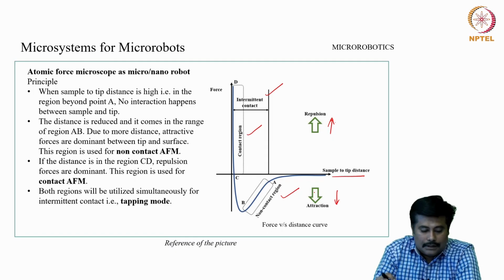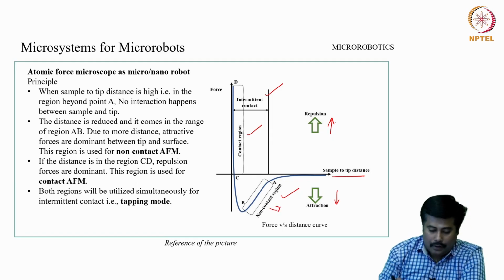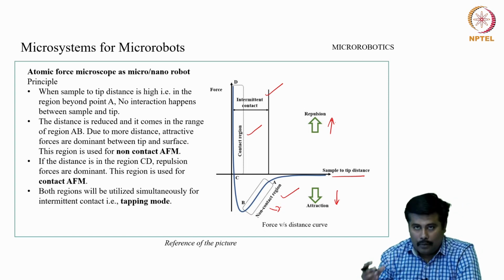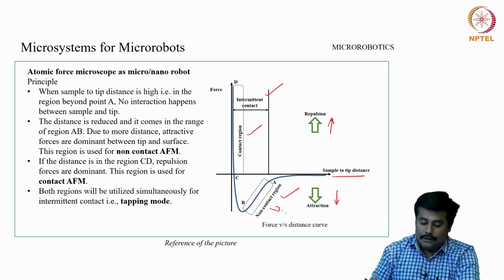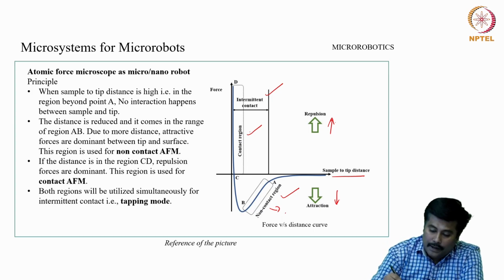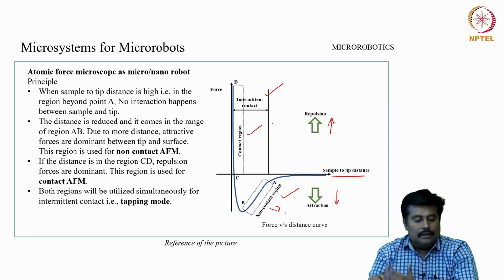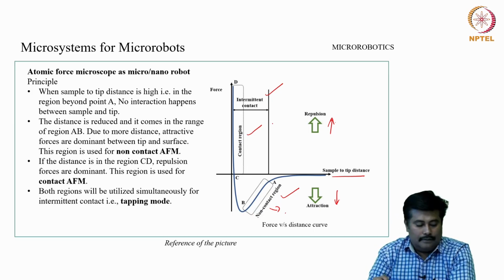However, when the distance is reduced and it comes in the range of A and B, it is called the non-contact region. Due to the greater distance, the attractive forces are dominant between the tip and surface, and this region is called non-contact AFM. If the distance is in the region of C and D, the repulsion forces are dominant and the region is used for contact based AFM.